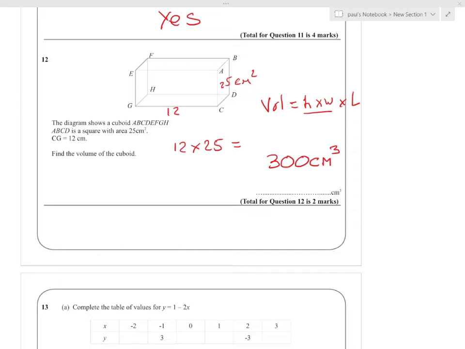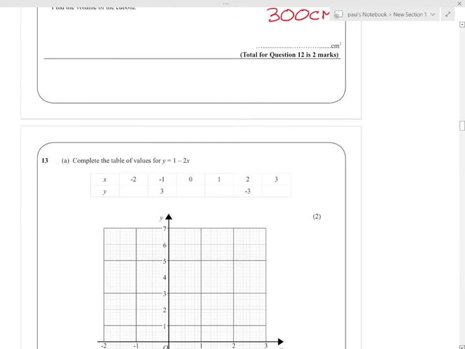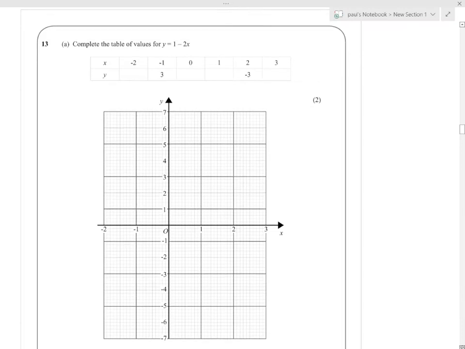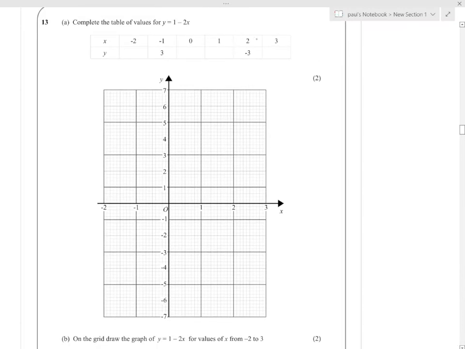Right, now, oh look, there's one of these. Got to draw a line. Complete the table. Right, so we need to substitute these numbers here, one at a time, in place of x. So the first one is going to be 1 minus 2 times 3, and that's 6. 1 minus 6 equals minus 5. So y will equal minus 5.